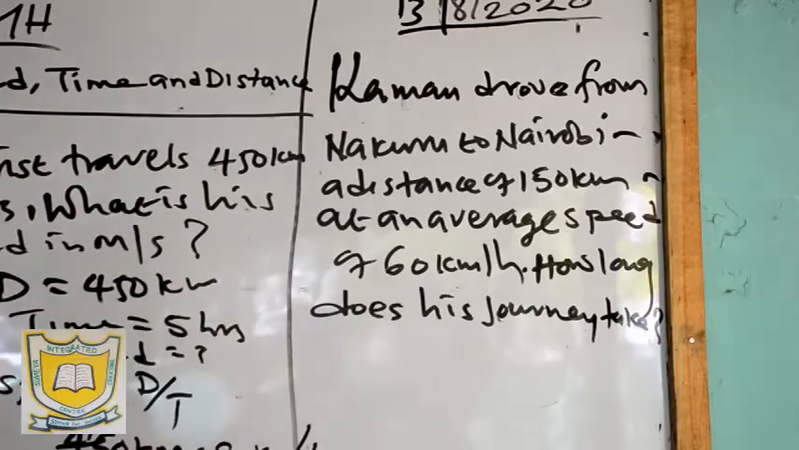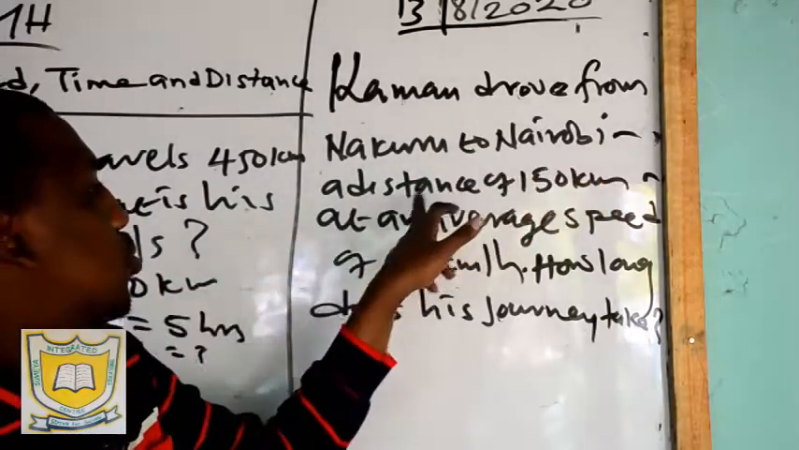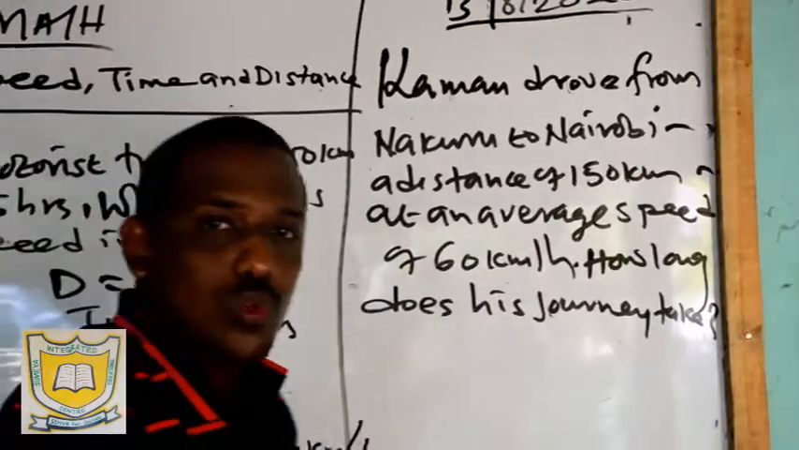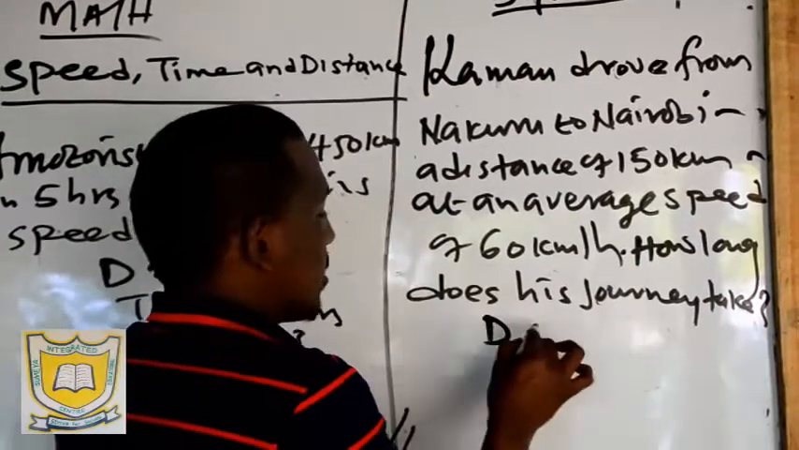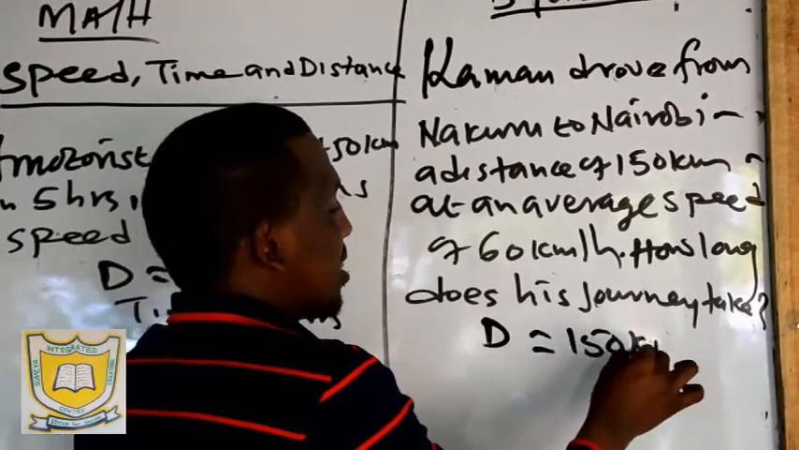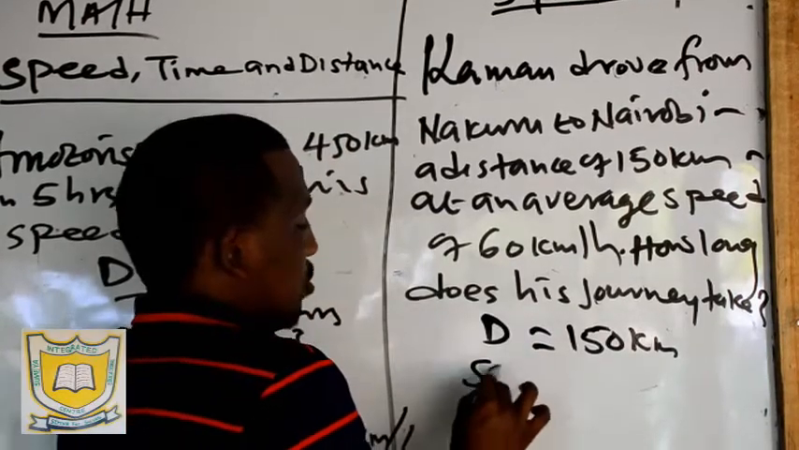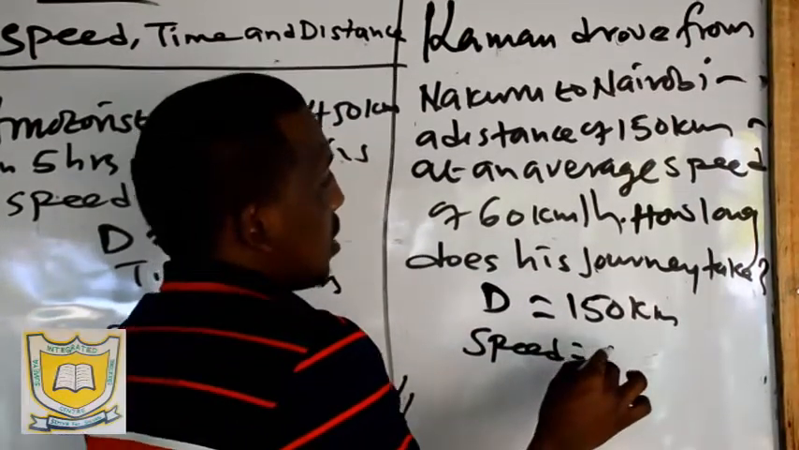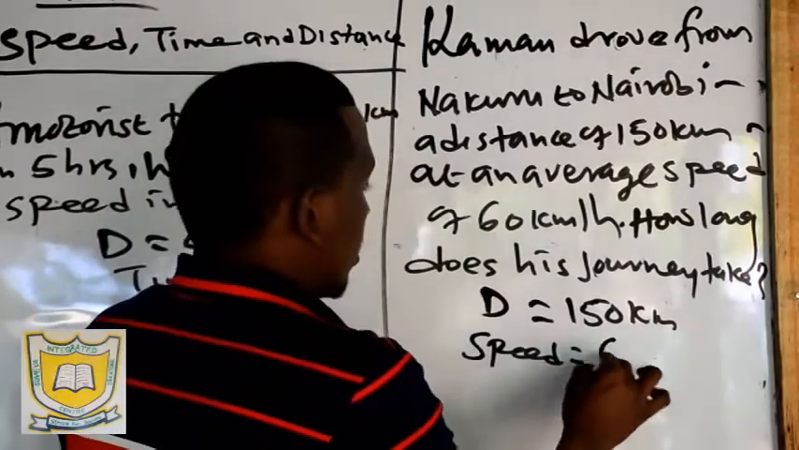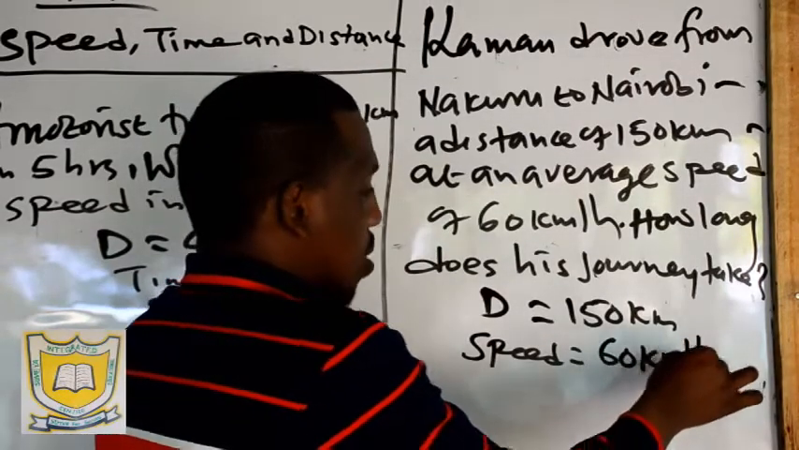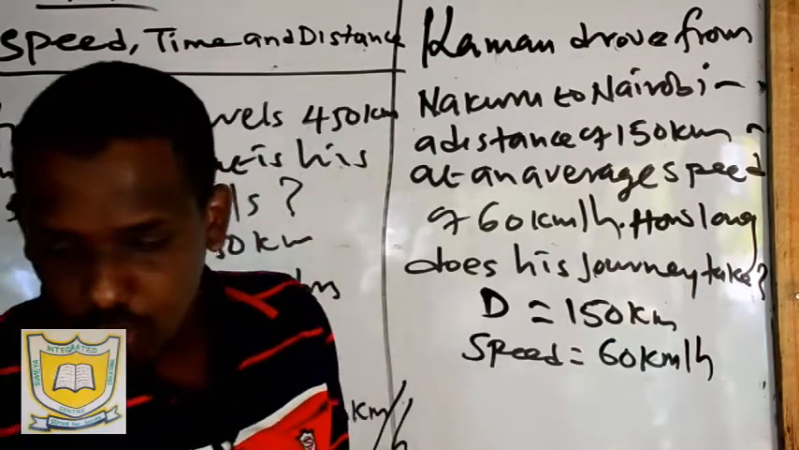Now, you are told Kamau drove from Nakuru to Nairobi a distance. So you list what we have. We have the distance. The distance is 150 kilometers. What else? Average speed. They've mentioned the word speed. The speed is 60 kilometers per hour.